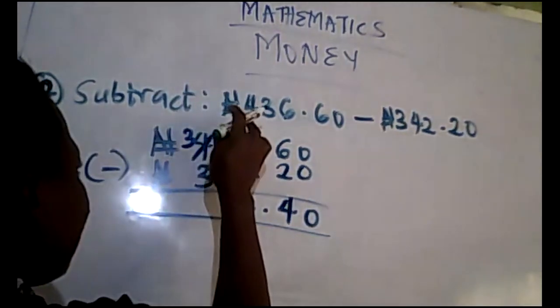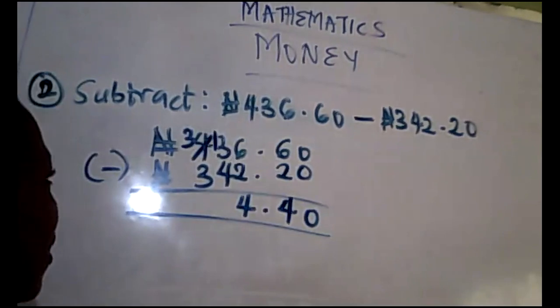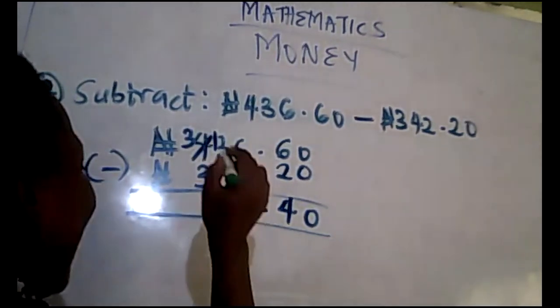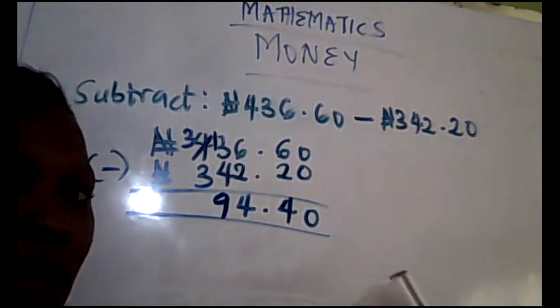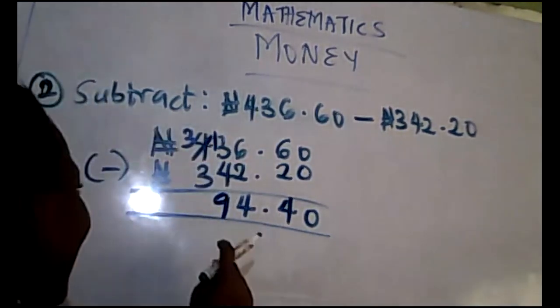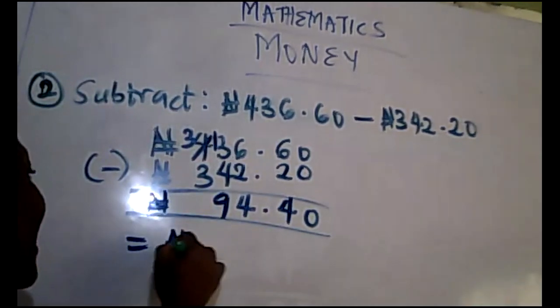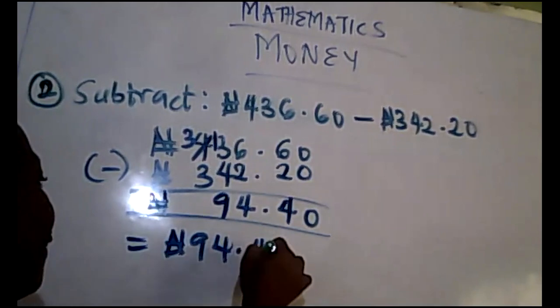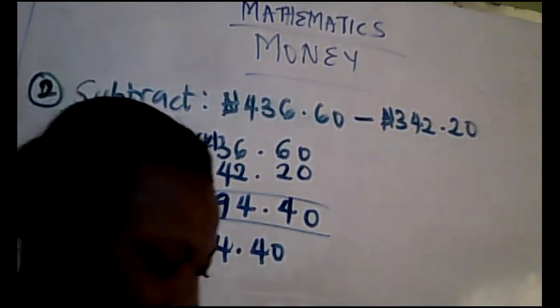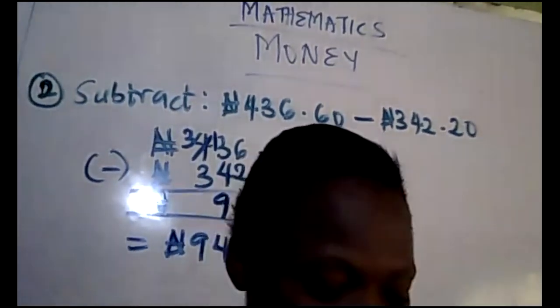Now 13 take away 4 will give me 9, and I'll write my naira sign down. So my answer is equal to 94 naira 40 kobo.